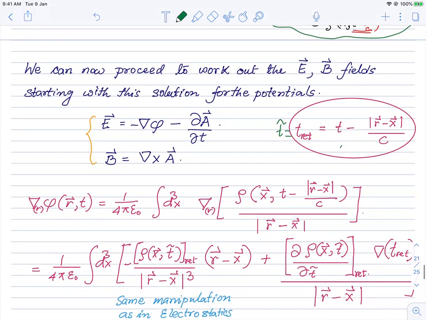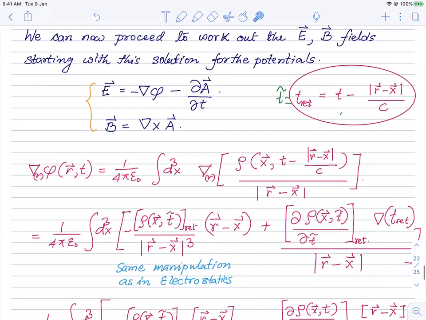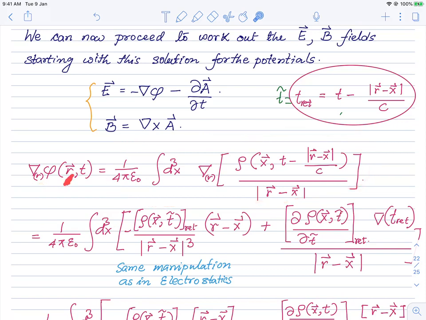In order to know the electric and magnetic field, we have to algebraically find these gradients, this curl and this derivative. So let's do that one by one. If you take the gradient of the phi, what do we get? The expression of the phi was this. Now the gradient is with respect to the r coordinate, because phi has the dependence on r. So we take the gradient on phi, and because this is an integral over x, the gradient with respect to r just moves inside the integral.